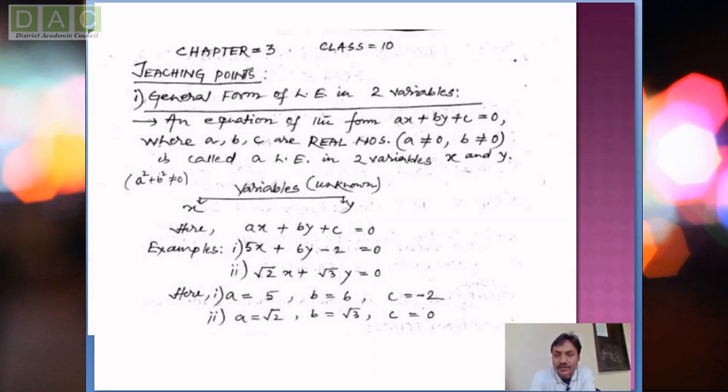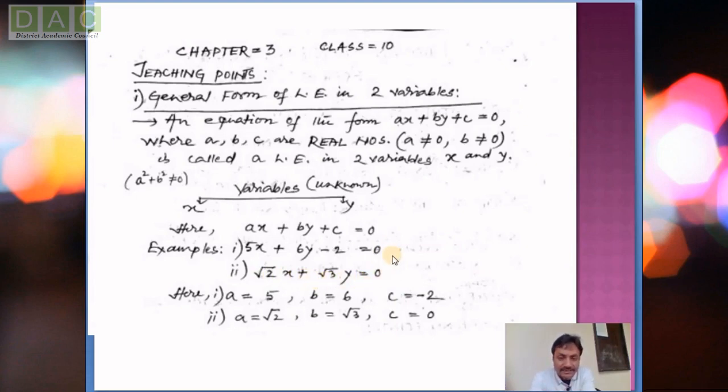If we follow the general form of linear equation, that is ax plus by plus c equals 0, here you are getting example 1. By following this general form we can write another equation of our own, that is 5x plus 6y minus 2 equals 0. Another example, root 2x plus root 3y equals 0. But you see the two equations, the first one has 5x plus 6y minus 2 equals 0. In the second one, example root 2x plus root 3y equals 0.